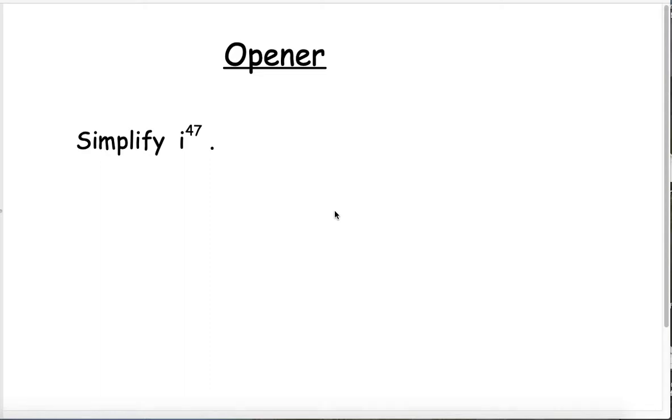Today we're going to look at complex numbers, which you should be somewhat familiar with. You should have seen them before. And i represents the square root of -1. So for the opener, I'd like you to simplify i to the 47th power. You should hit pause, work out what you think the answer is, and then go ahead and see how you did.